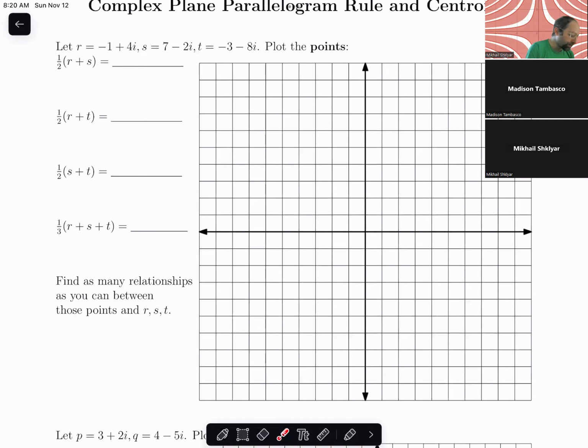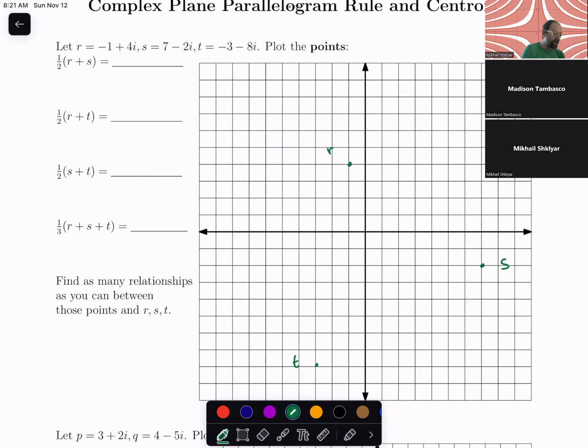All right, so we just talked about finding the center of a quadrilateral. Let's find the center of a triangle. So I'm going to plot all of these points. R is -1 for I. S is 7, -2I. T is -3, -8I, right? And now we're finding the midpoints.